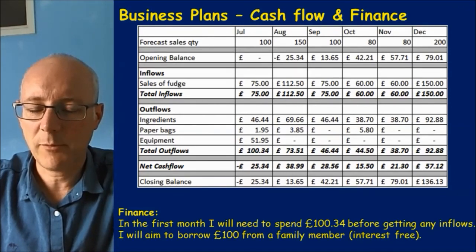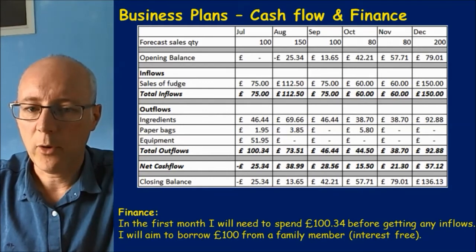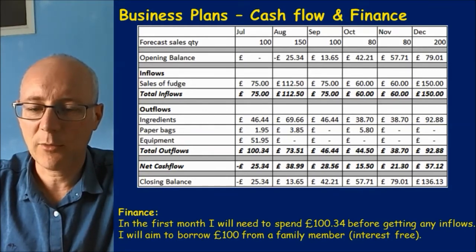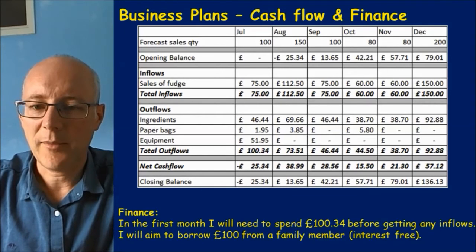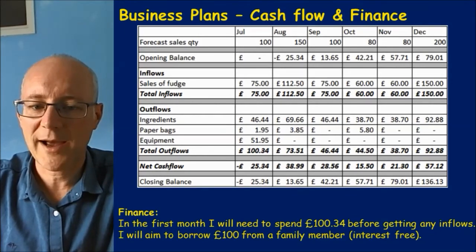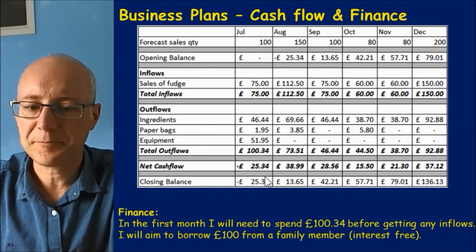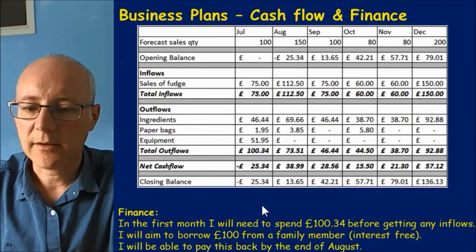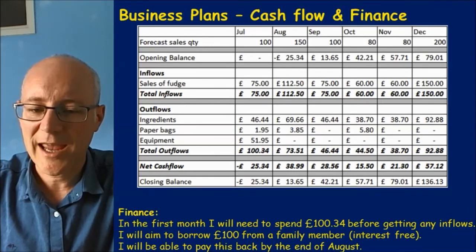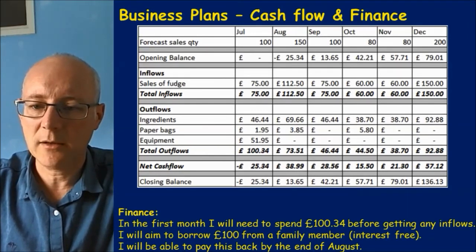Maybe I'll find 34 pence in my pocket somewhere, or I can perhaps buy some of the ingredients and then leave some of the ingredients to buy later. So let's just make it a nice round figure of £100. But I need to borrow all of that because before I've made any fudge, I won't be getting any of these inflows in. Okay, and so I'm going to then aim to pay that back by the end of August.